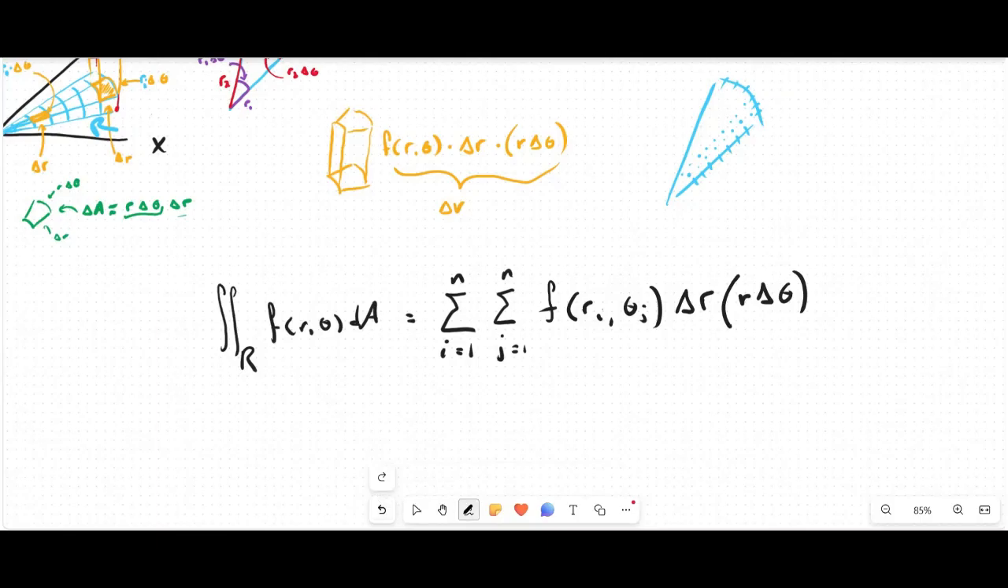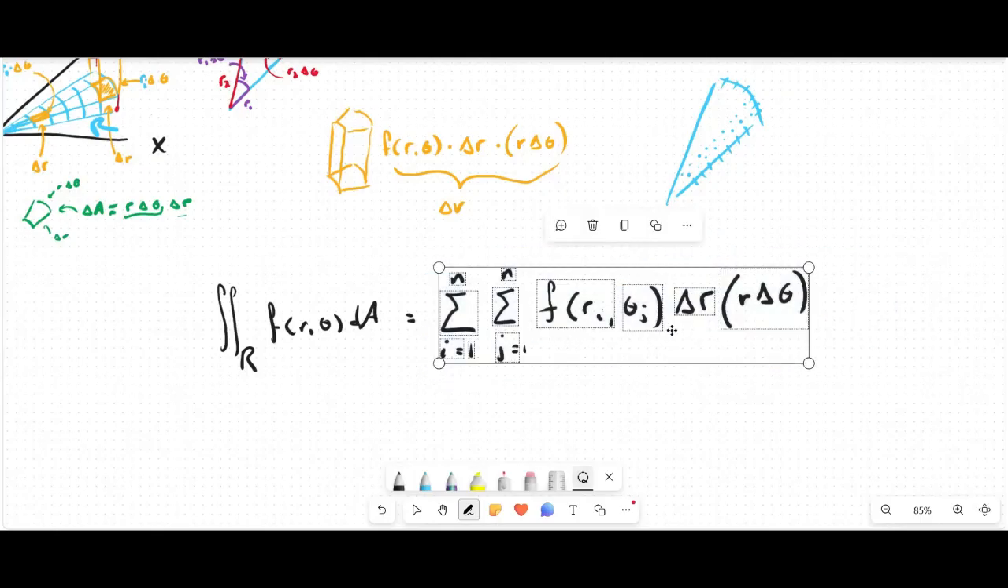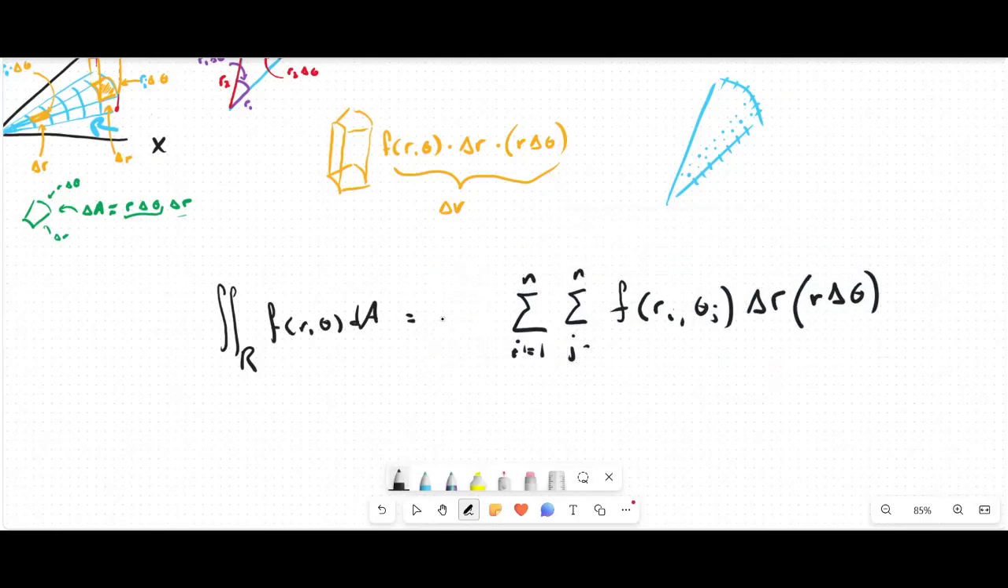Sorry, I skipped one thing, my bad. I'm trying to build this from scratch. This is not the answer. The real integral is this limit if it exists, which for our purposes it will.